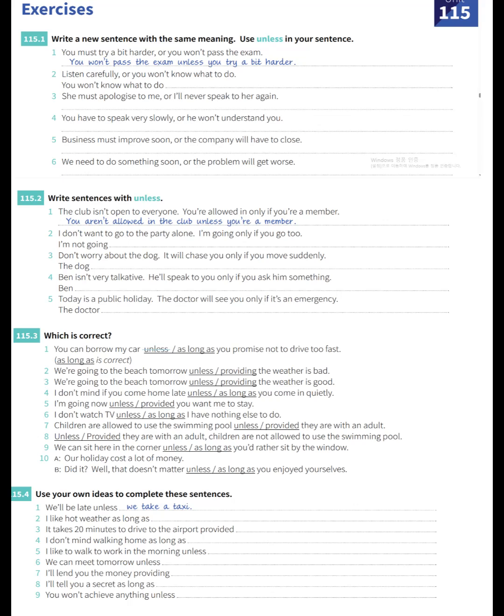32, 32. Okay, so this one is 12, 14, 16, 17, 18, 19, 20, 21, 23, 24, 25, 27, 28, 29, 30, 31, 32. Here it is. Conjunctions. Yeah, here it is.